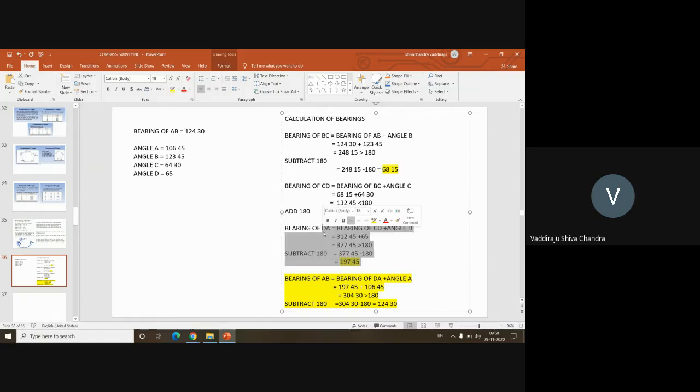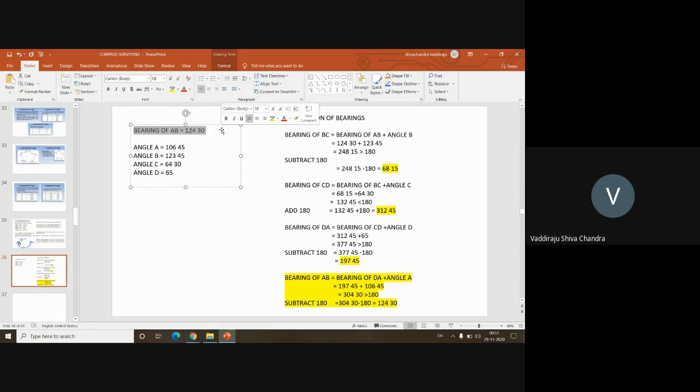But in order to cross check whether the problem solved by you is correct or wrong, again I'm going to calculate the bearing of AB using these equations. So bearing of AB is equal to the previous line DA plus angle A. 197 degrees 45 minutes plus 106 degrees 45 minutes is 304 degrees 30 minutes, which is greater than 180. If I subtract, I'm getting 124 degrees 30 minutes, which is what is given in the question also. Okay, this is how you can cross check your calculations and get clarity whether you have solved the problem correctly or not.